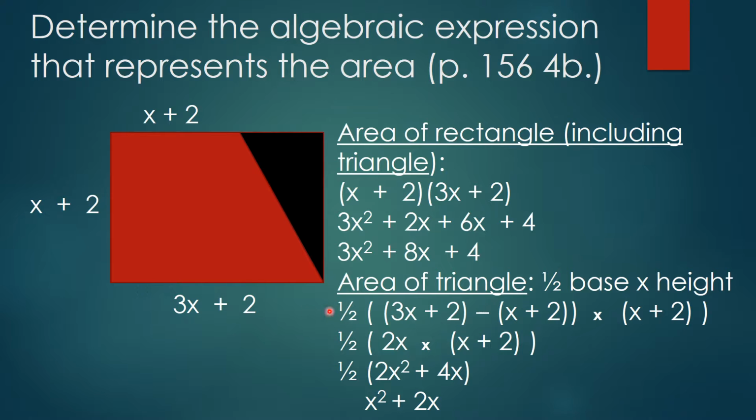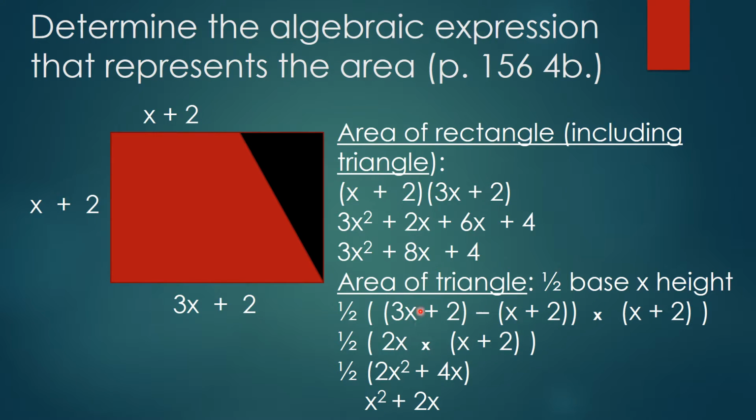the entire length is 3x plus 2, and the entire length of this is 3x plus 2. So to find the length of that, we take 3x plus 2 minus x plus 2, which we have down here. And if we do that, we can find the length of the base. And the height now is x plus 2. So now we have 1/2 times the base, once we subtract these two binomials, times the height, x plus 2.